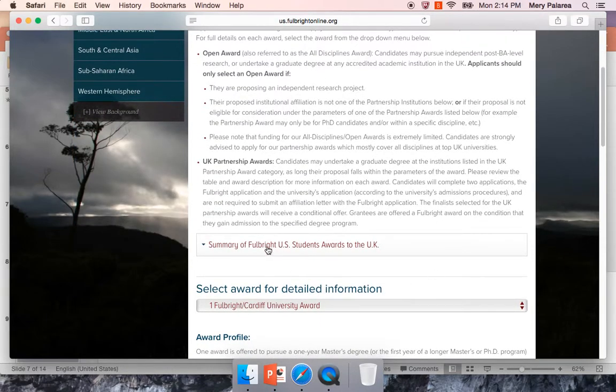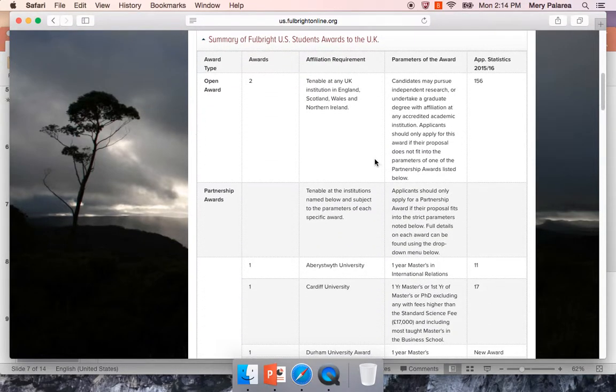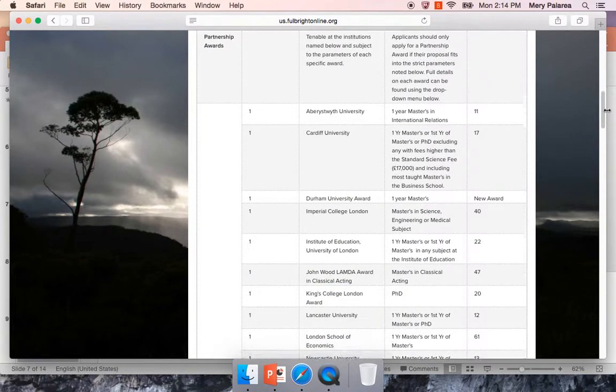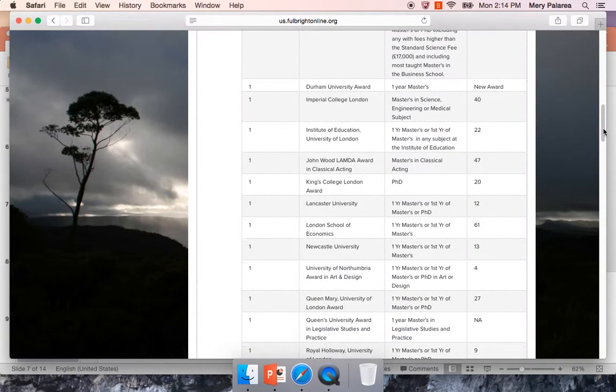If you click on the summary of Fulbright and US student awards in the UK, you can see, this is very interesting, how many awards they've had last year and how many applicants they got for these awards. So the 2 open awards they had in the UK, they had 156 applicants for. Not great odds for applying. Cardiff University has 1 award and they had 17 applications last year. Imperial College London has 1 award and had 40 applications. So you can sort of get a sense for the competitiveness of some of these awards.